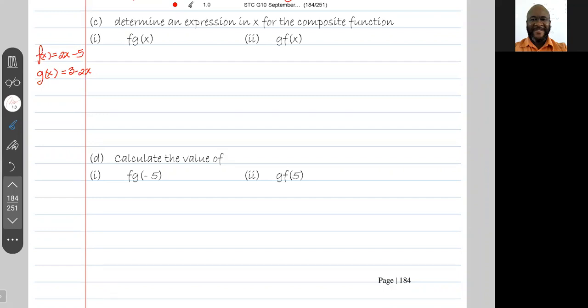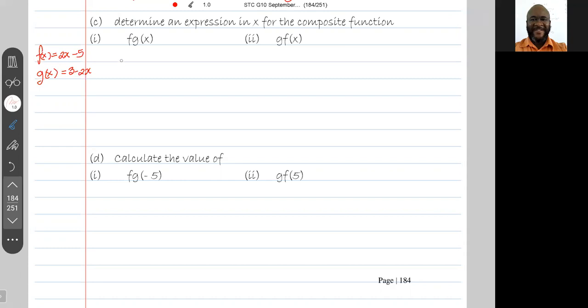I'm going to take the function on the right and put it inside of the function on the left. So I have f of g of x. The function on the right is g of x. I'm going to take the function on the right, which is g of x, and put it in the function on the left, which is f. And here's how I do that.